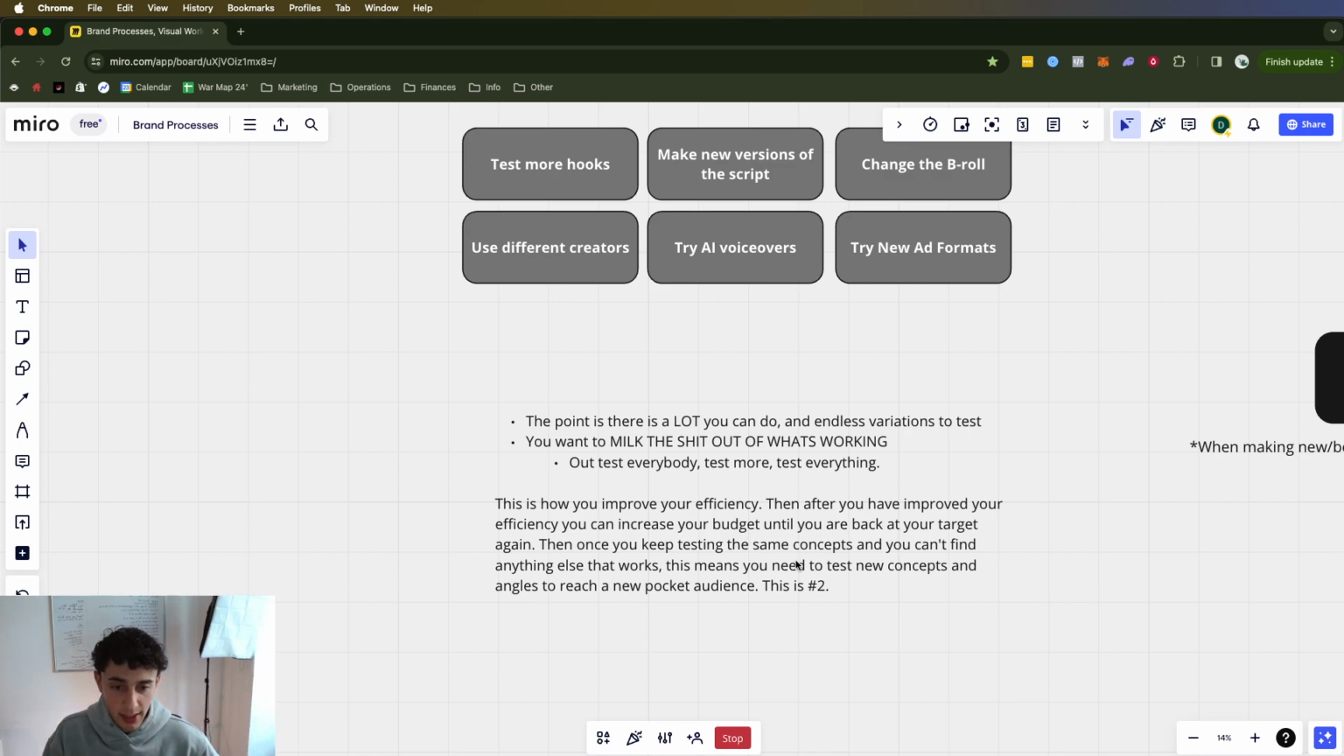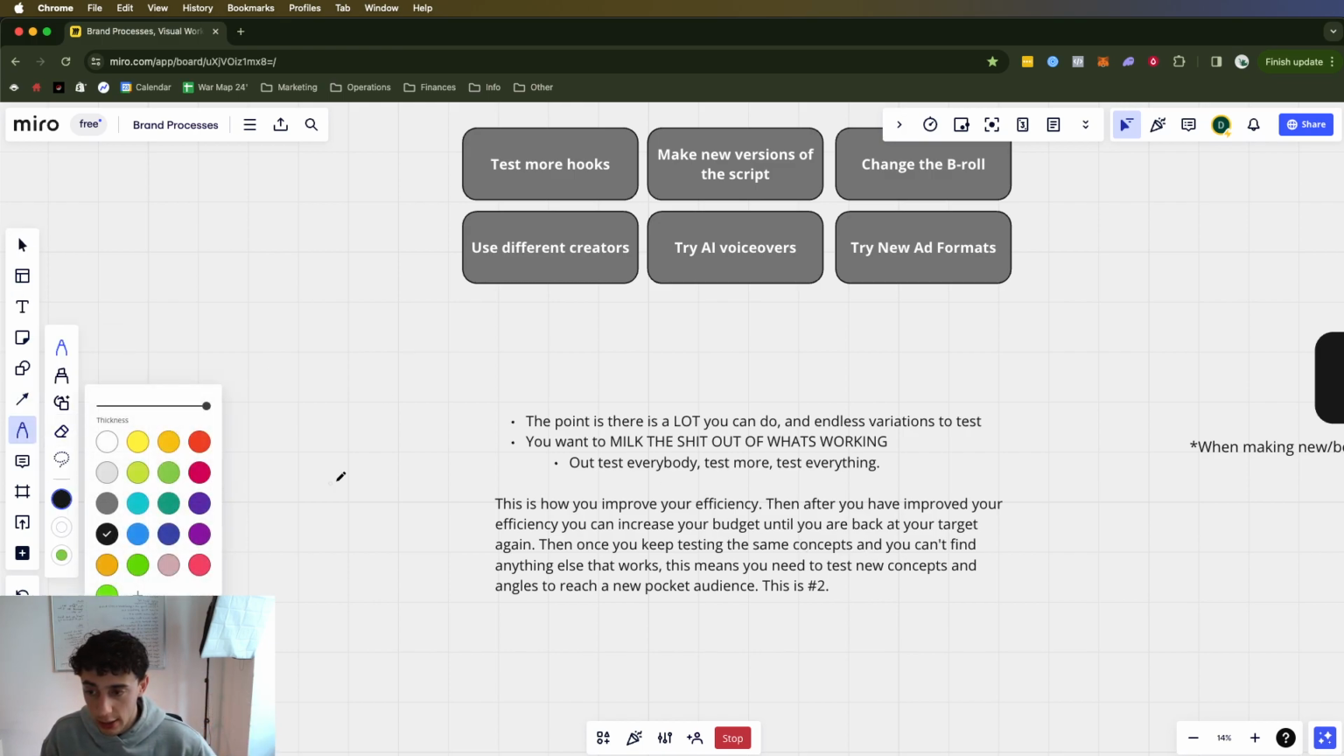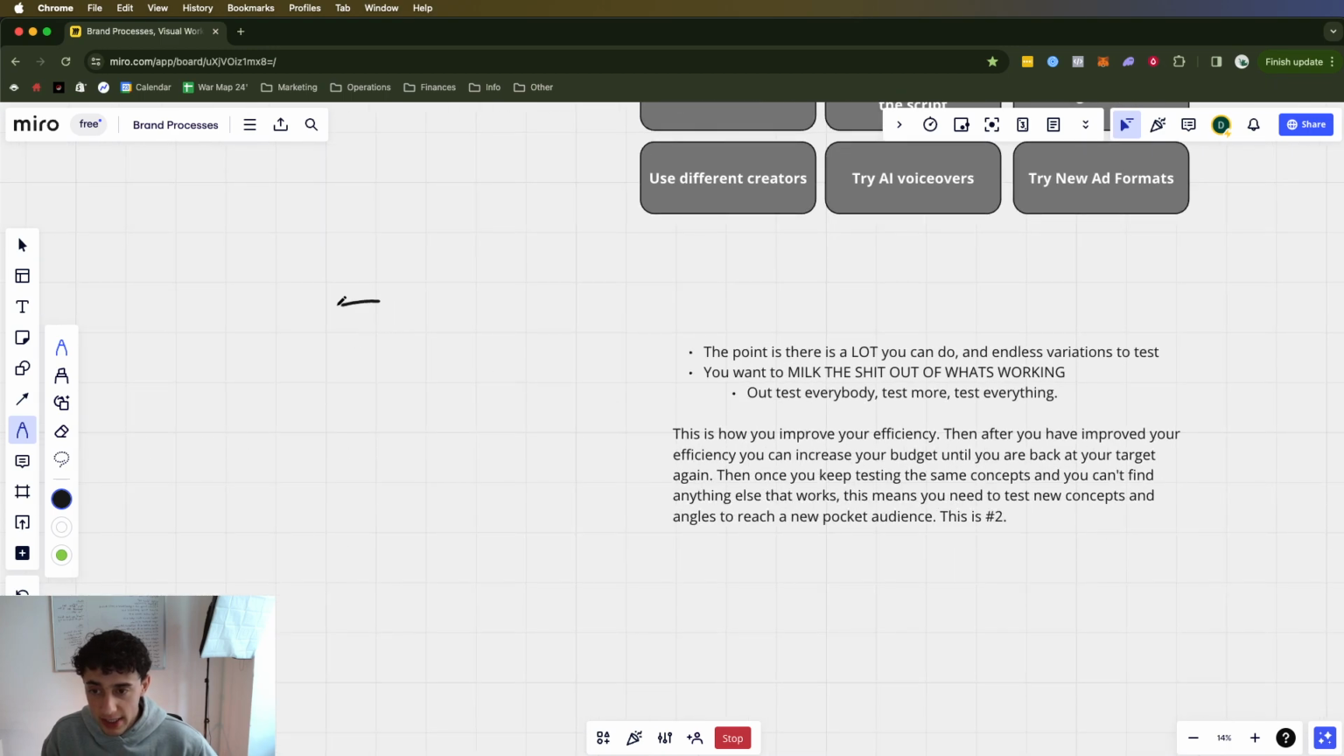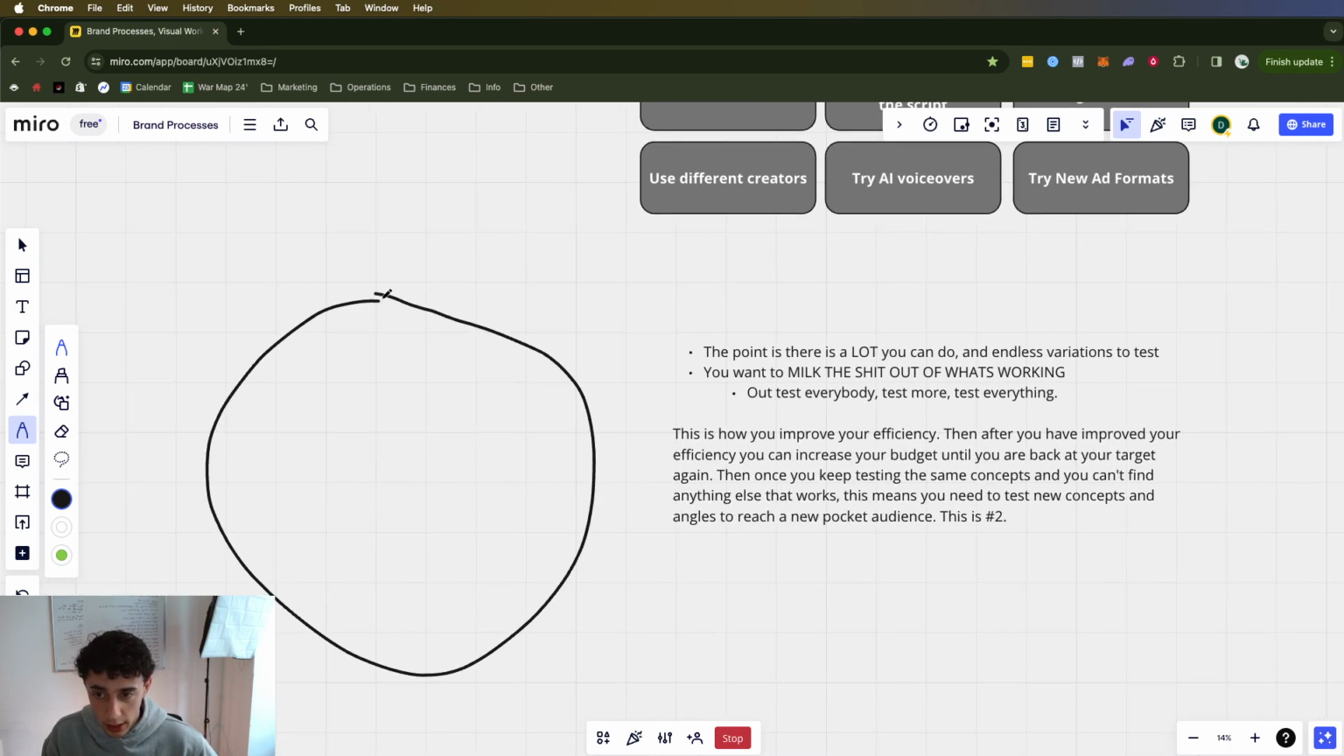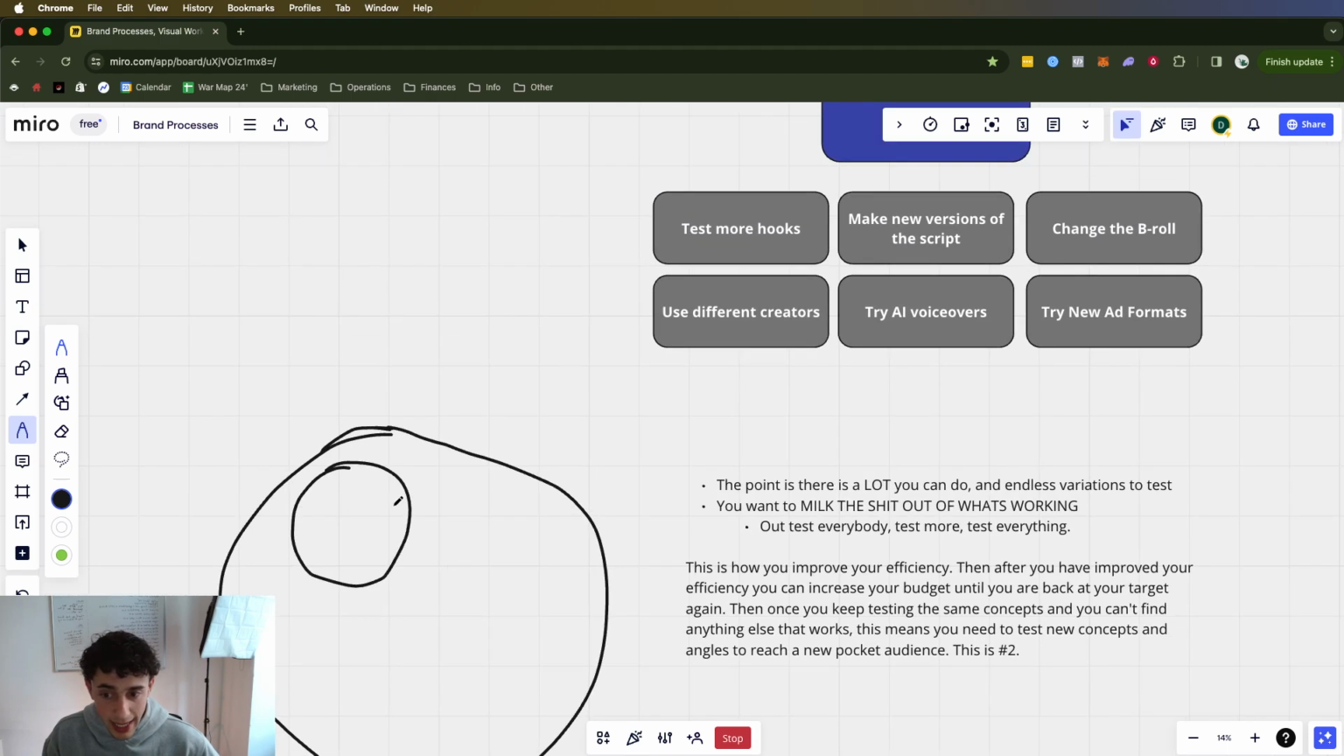Then once you keep testing the same concepts and you can't find anything else that works, this means you now need to test new concepts and angles to reach a new pocket audience. Because once again, your creative does the targeting. And so if this here is the entire broad country, whatever, like this is your targeting, your audience pool, this may be one angle concept that it reaches, right? And you can get to scale.